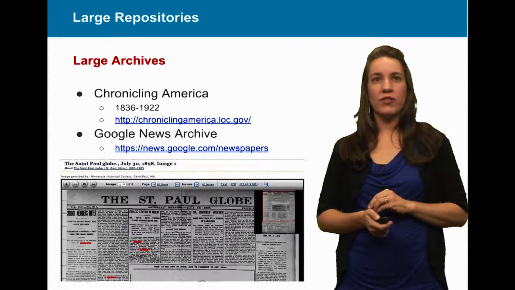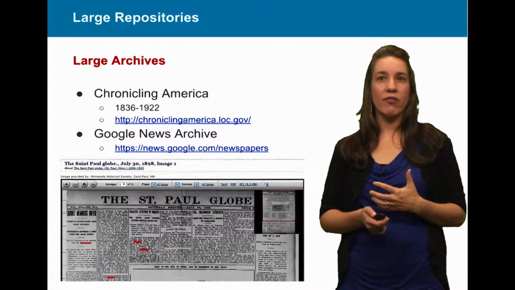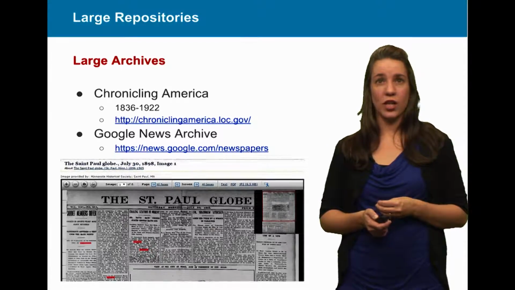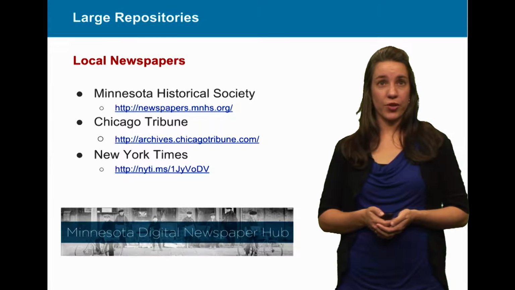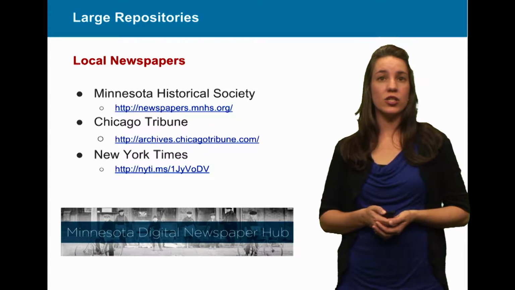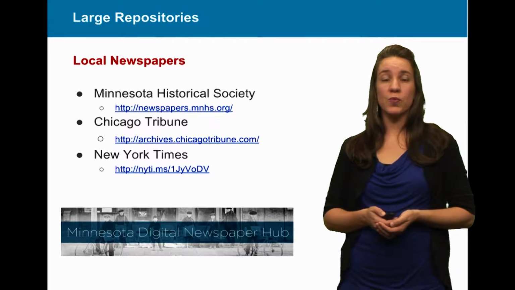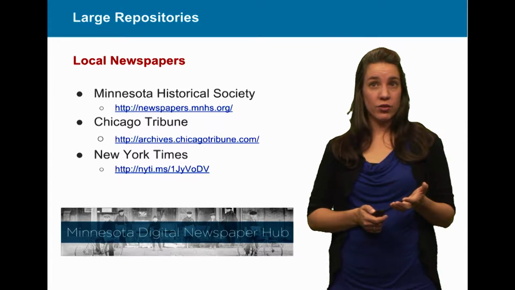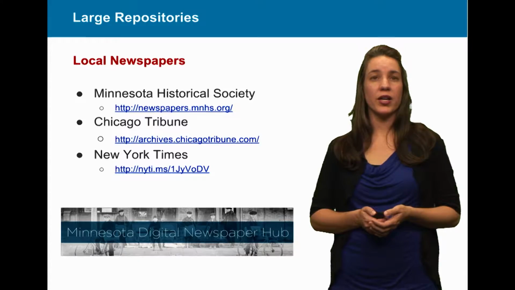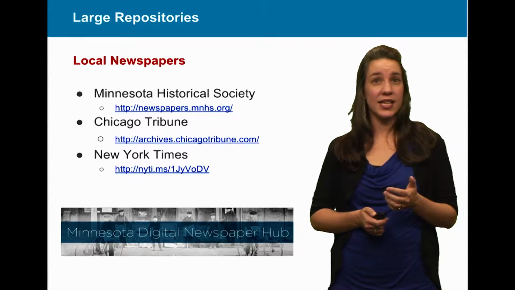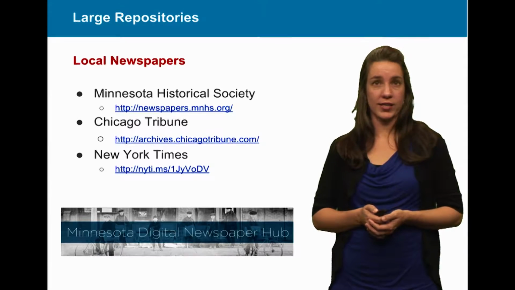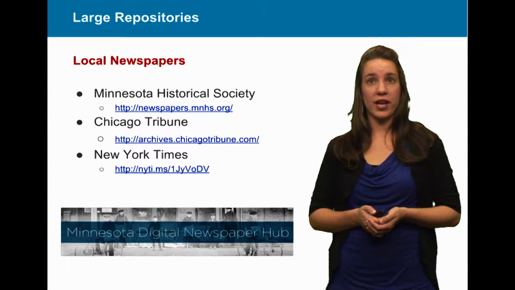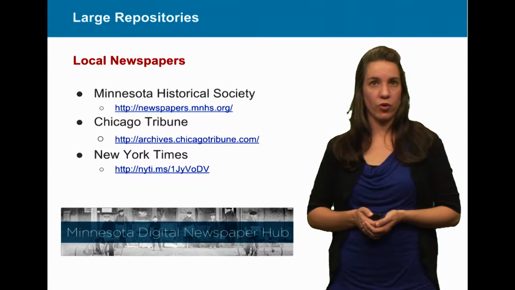Another large archive is the Google News Archive. This one doesn't have a search engine that's quite as friendly as Chronicling America, but there are many, many newspapers to look through as well. Check local newspapers. The Minnesota Historical Society has a digital newspaper hub where you can search newspapers and you can search words like we talked about for Chronicling America. You can search by place, by date, etc. Chicago Tribune and the New York Times are just two examples of other local newspapers that have digital archives, but there are many, many more that you can find online.